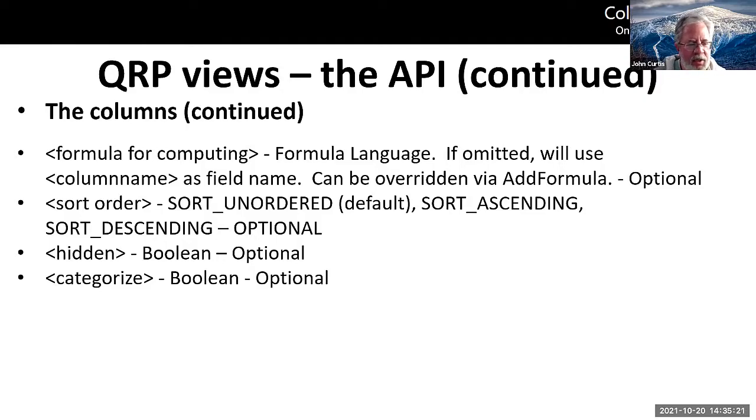Hidden is, I don't want to see it. I believe we say, and I have to fix this, that if you specify hidden, it has to be sorted. That's probably a mistake. But anyway, a hidden value just doesn't show. In fact, we create these views with hidden values. Categorize, you know what that means as well. The classic Domino's view categorization.